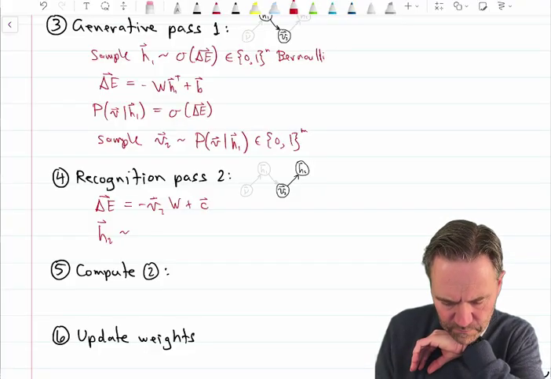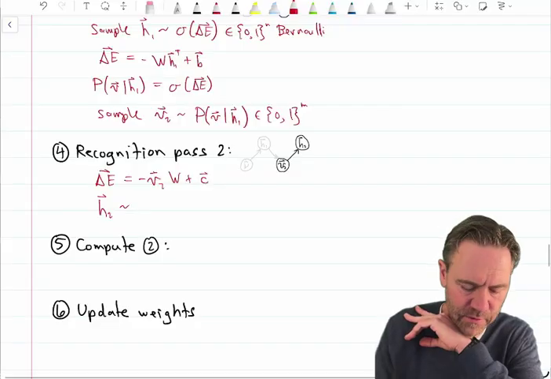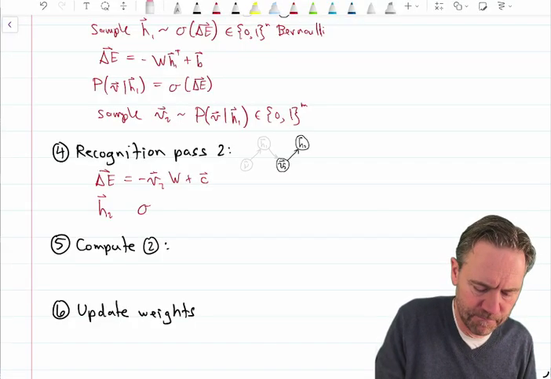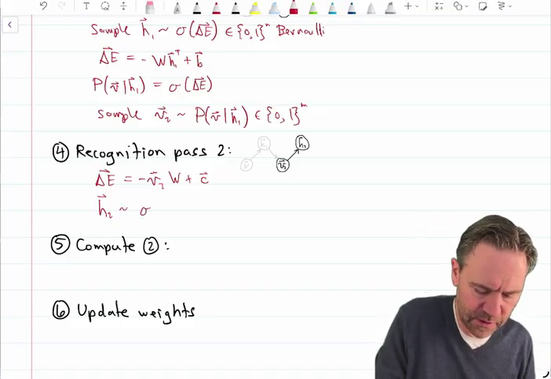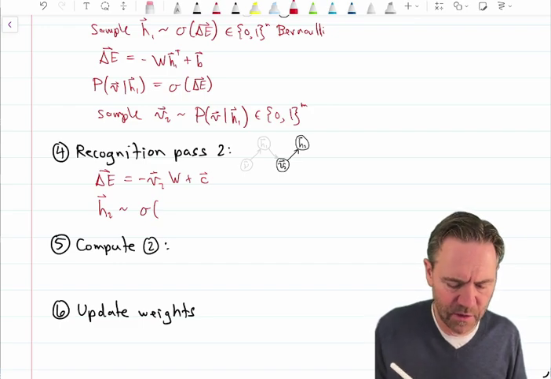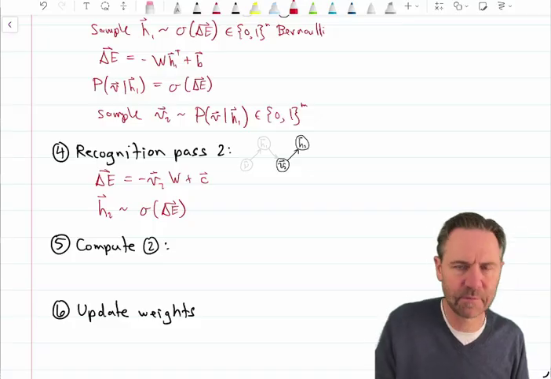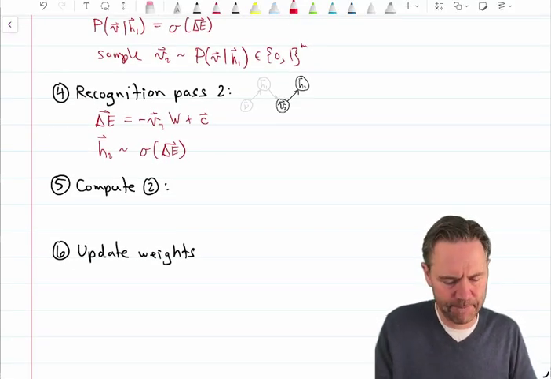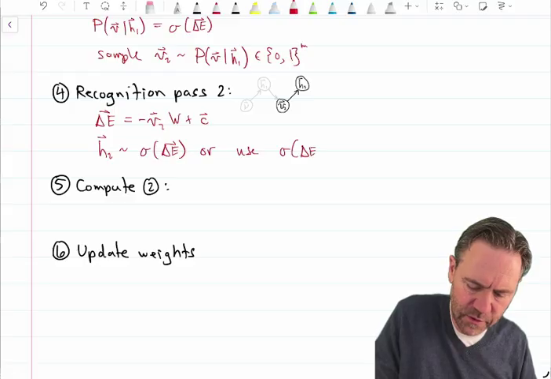I'm saying to sample it, but before I said you don't have to sample it. So let's just say here that you could sample it. Sure, I'll just say we sample it, but we might just use the probabilities directly instead of sampling the Bernoulli process. Okay. I'll just say that, or use sigma directly.